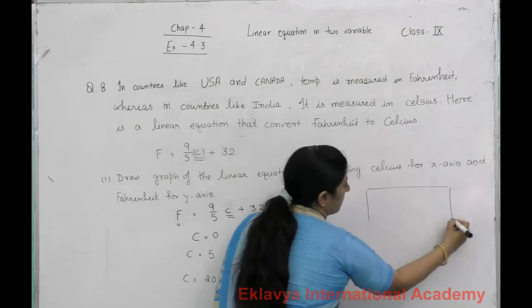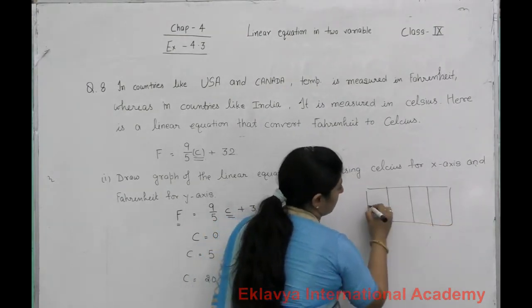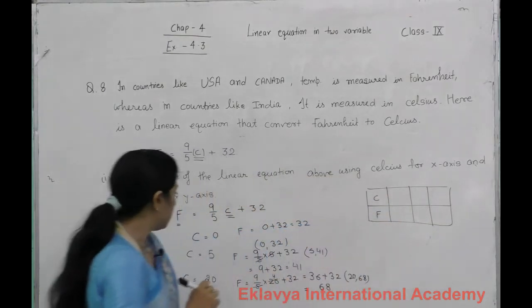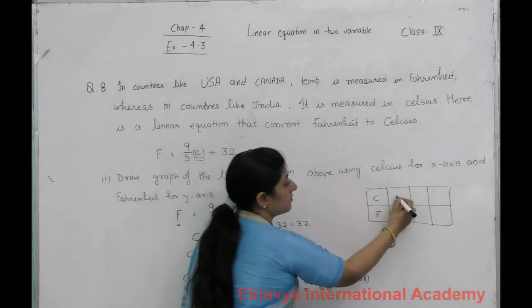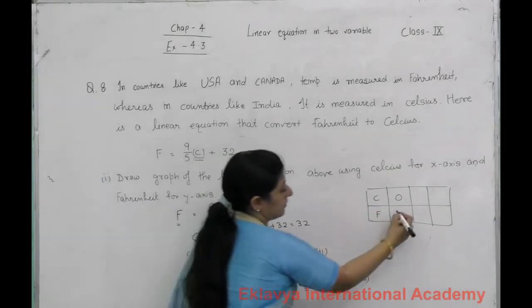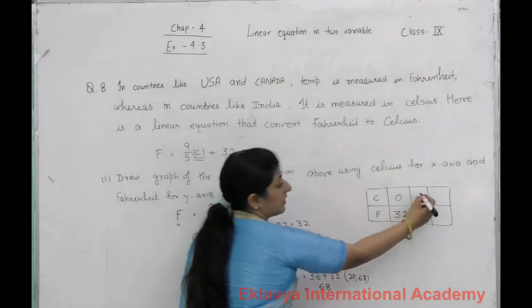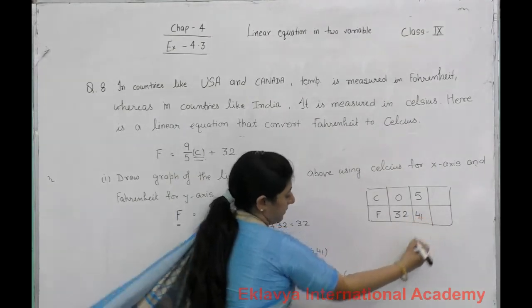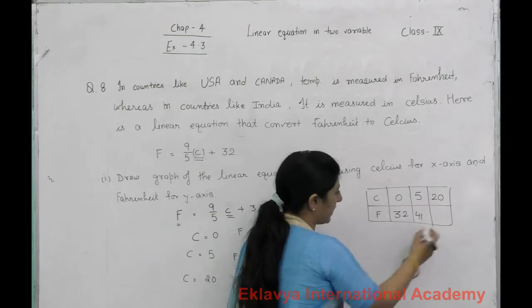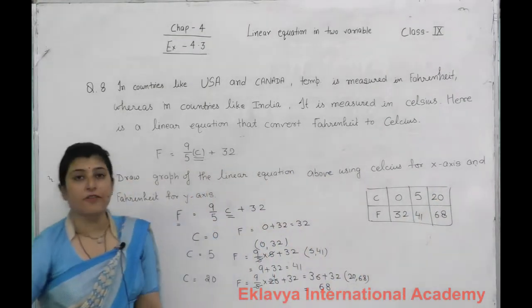I make a table for these solutions. C, F. C value 0, then F value 32. C value 5, then F value 41. C value 20, then F value 68. Now we will draw the graph for it.